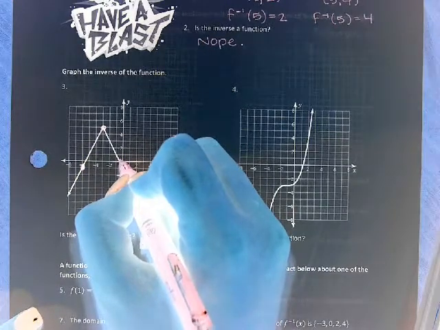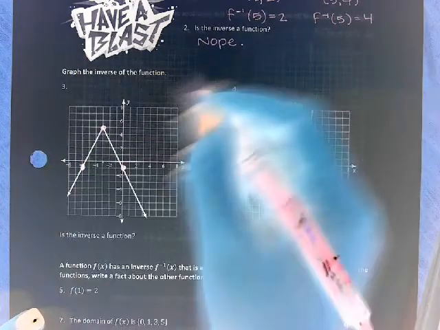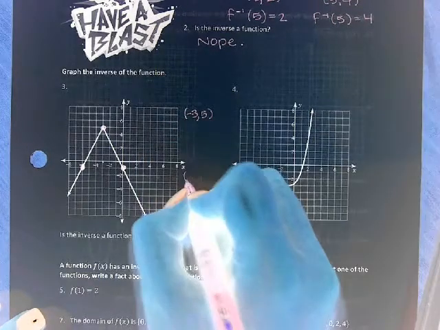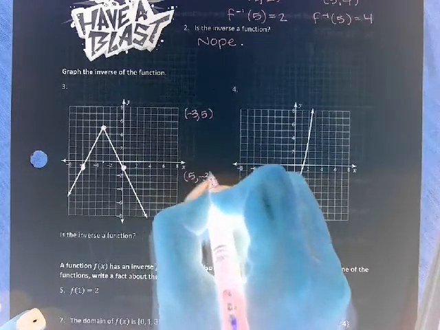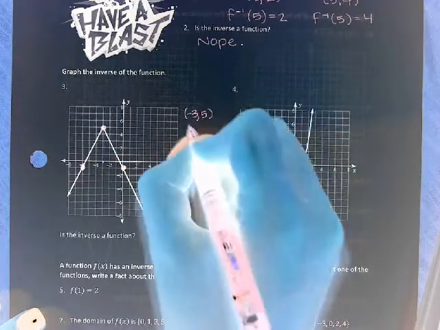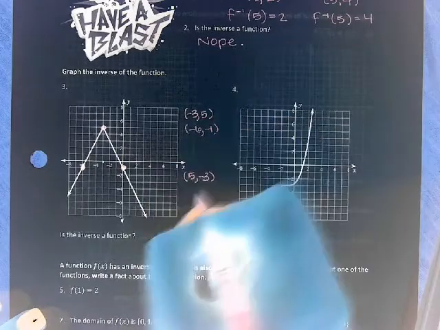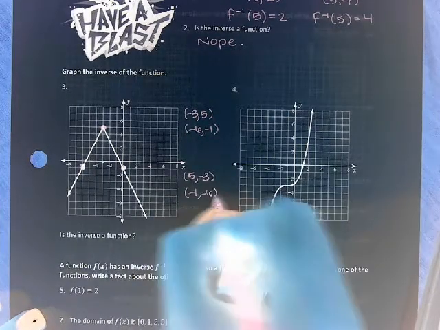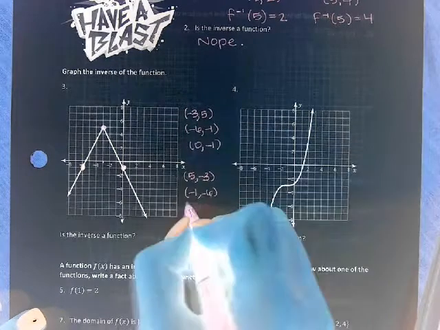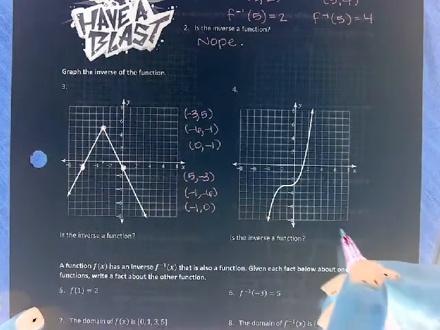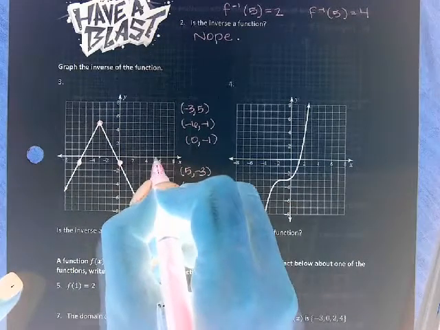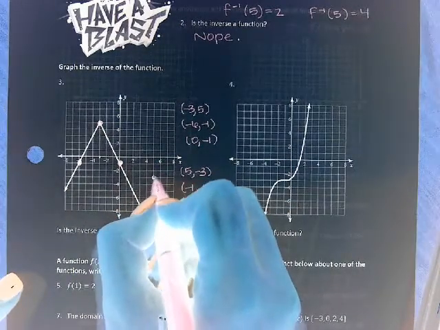So the locator point was left 3, up 5. So I know that for my inverse, that's going to be 5, negative 3. And then I had left 6, down 1. And then I had 0, negative 1. So I took those points, I reversed them all, and now I can go ahead and graph it.